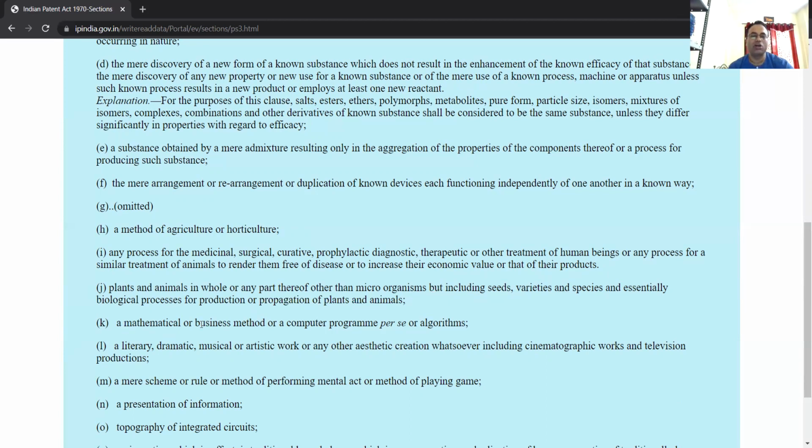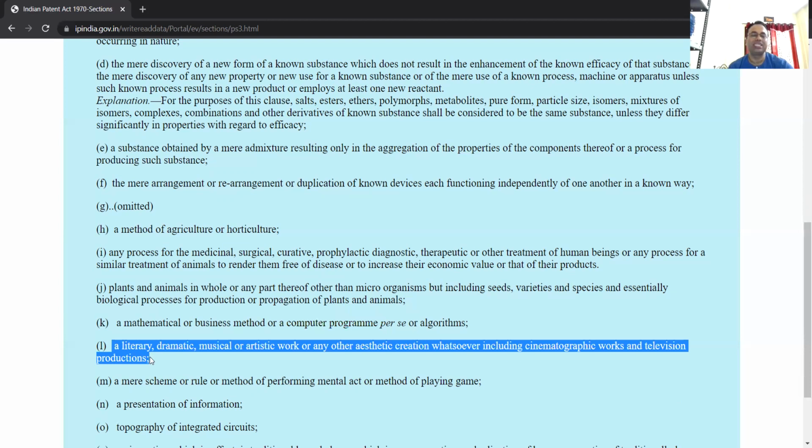K, a mathematical or business method or a computer program per se or algorithm, they are not patentable in India. Mathematical process, any formula you develop, business method, a process of doing a business is also not patentable. For example, Zomato, Swiggy, they have a process of doing business in India, but you will not see a patent. Like Big Basket, you will not see a patent. So how they pick an order, how they go to delivery, and who are involved, what are the process steps, how they store everything. If it looks like a business method, then it will not be patentable in India.